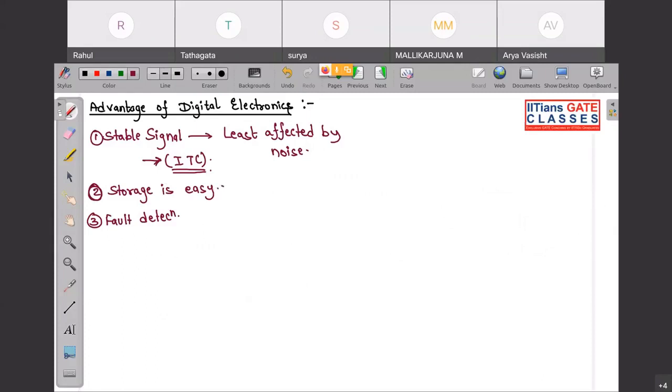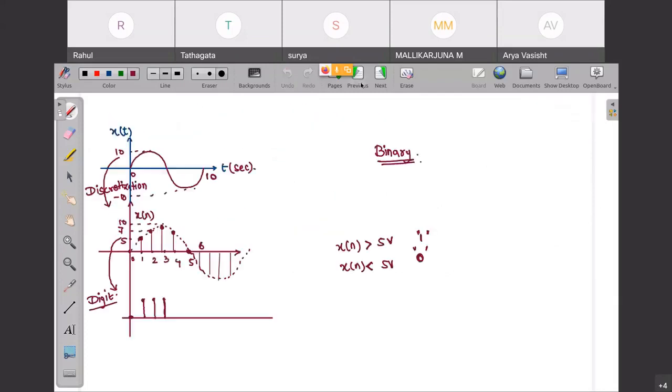So yes, storage is easy. Now why is storage easy? For storing an analog signal, you can see an analog signal is defined at each and every instant of time. So here I need to say from 0 to 10, there might be infinite values.